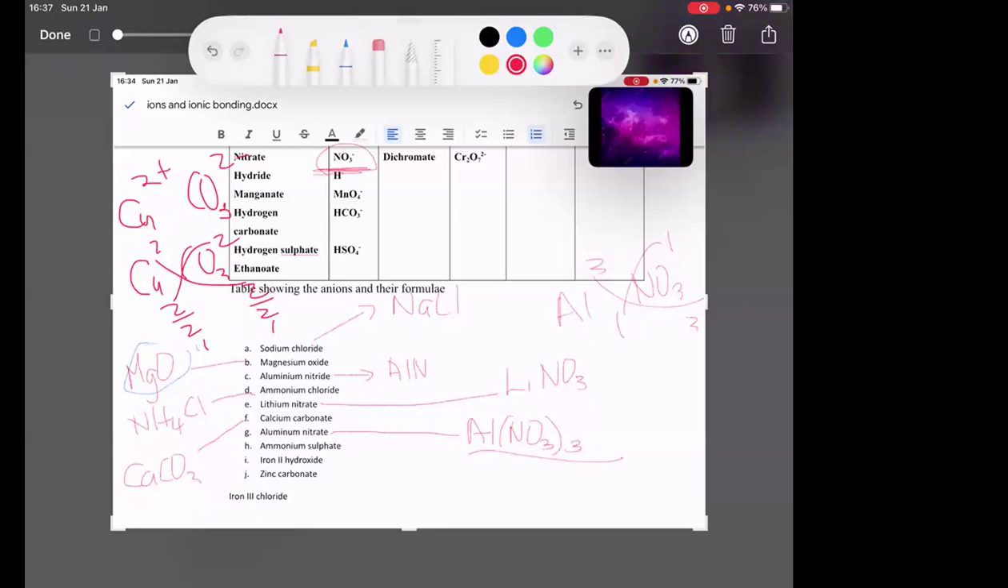Yes, miss. All right, so let's go. Ammonium sulfate. What's that one? NH4 bracket 2. So open bracket NH4, close bracket 2, SO4. Do we bracket the SO4? No, miss. Why? Because it's just one. Good. Iron 2 hydroxide.